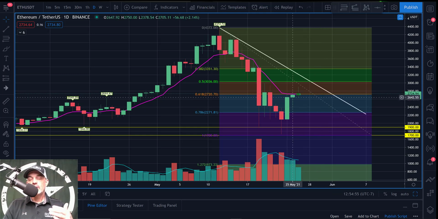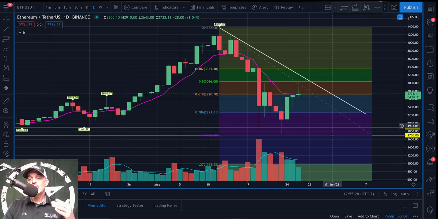This 2,700 level, or the Fibonacci 618, is extremely important, and we need to see this level hold. Otherwise, the bears can push this price down to around 2,400 or 2,200. After that, we're back into 1,900 to 1,700.